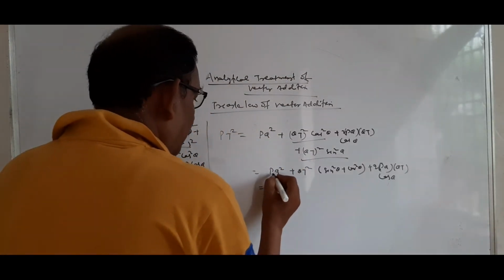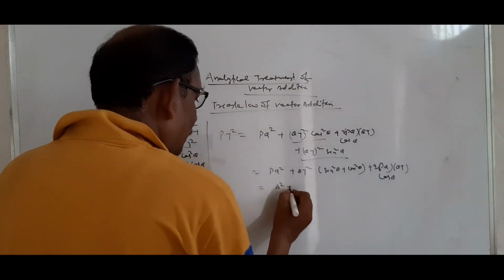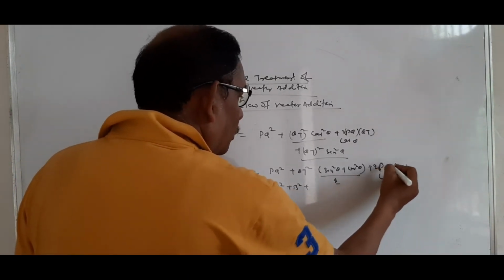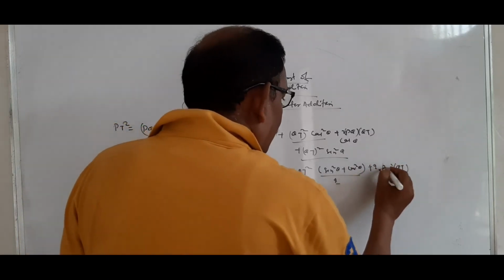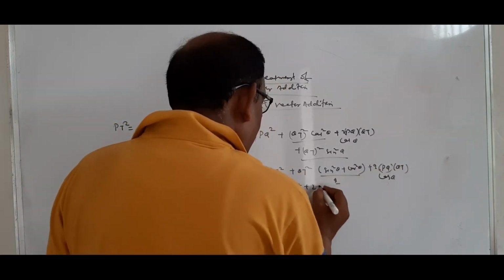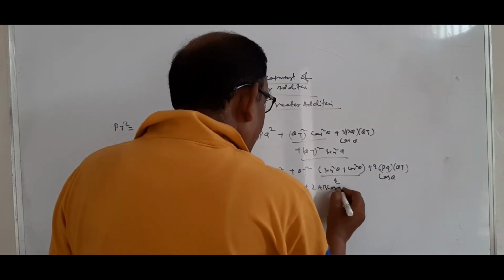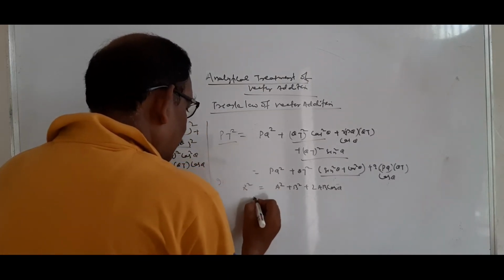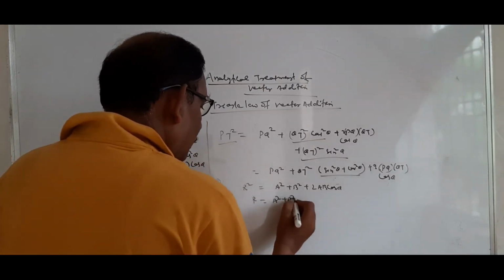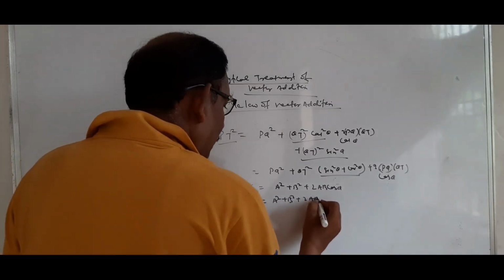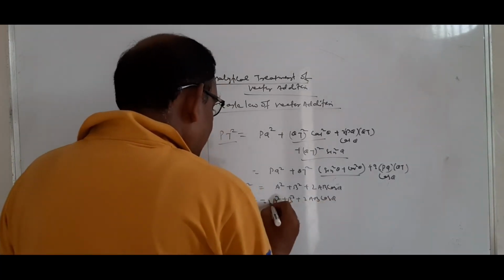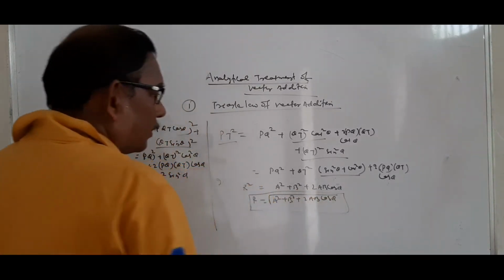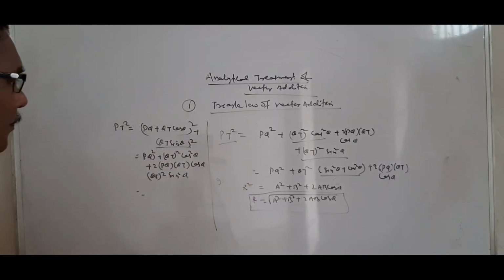Now put the value PQ, it is A square, it is B square, this value is 1, and it is 2 AB cos theta. R square is equal to, this value is R. So R is equal to the square root of A square plus B square plus 2 AB cos theta. This is the resultant of two vectors by using the triangle law of vector addition. Okay.